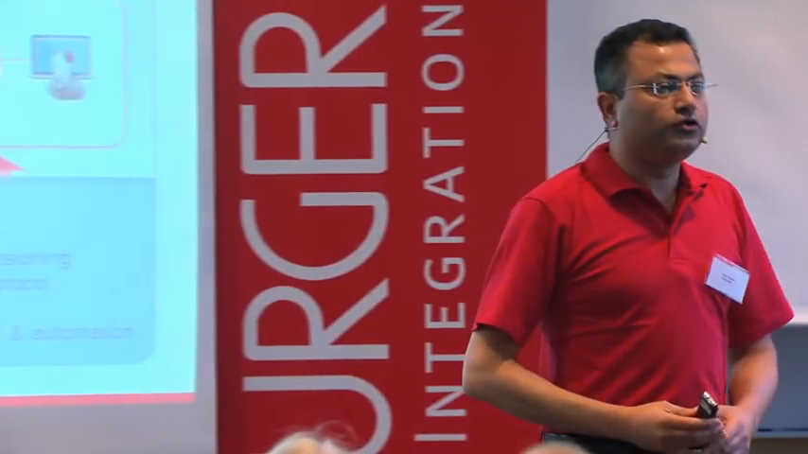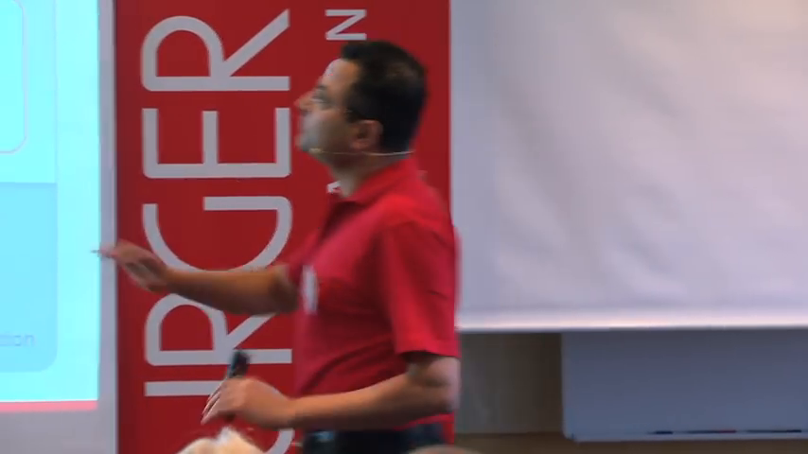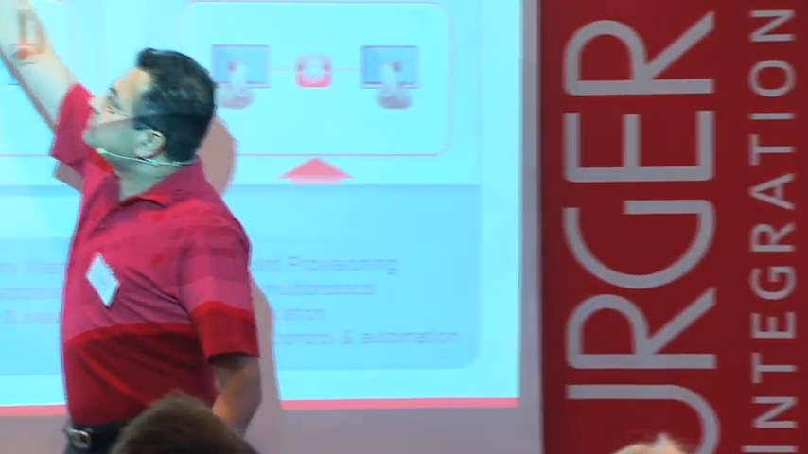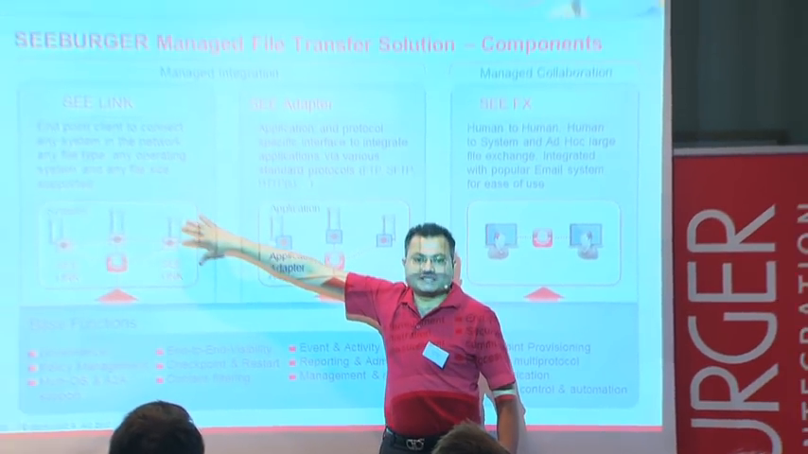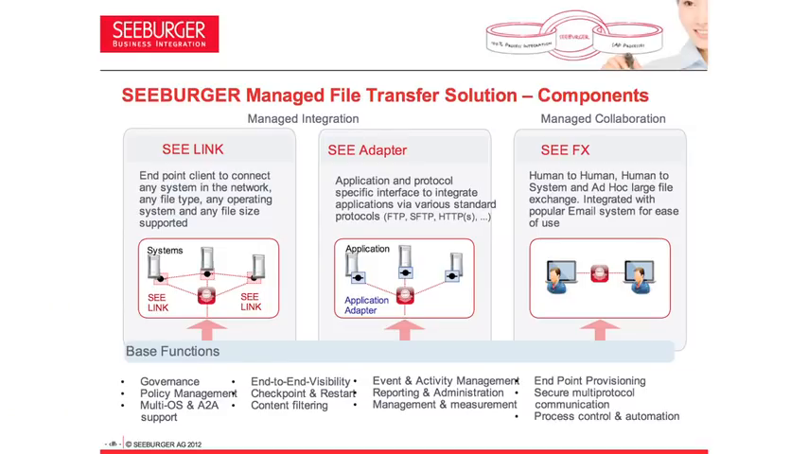This is our portfolio for managed file transfer. The best way to look at it: you see managed integration here. C-Link is our endpoint. This is the endpoint I was talking about, which goes in. It supports all OS. It can go in any system in your back-end infrastructure or at your trading partners. So it is an endpoint client to connect any system in the network. You can kind of understand.